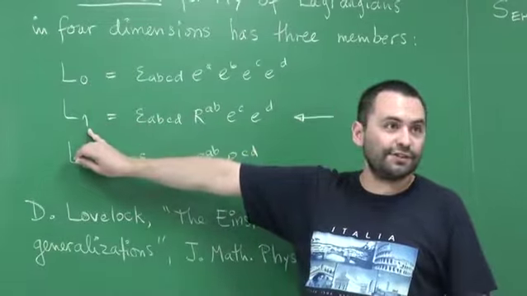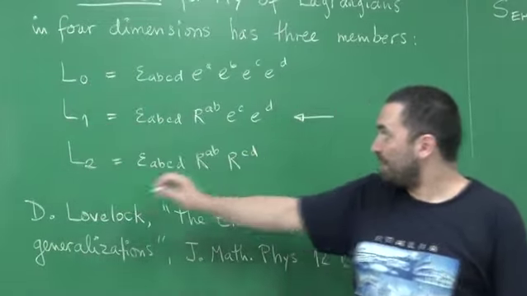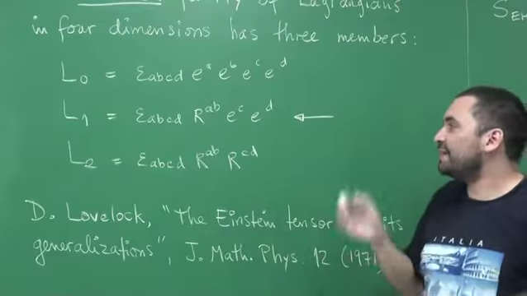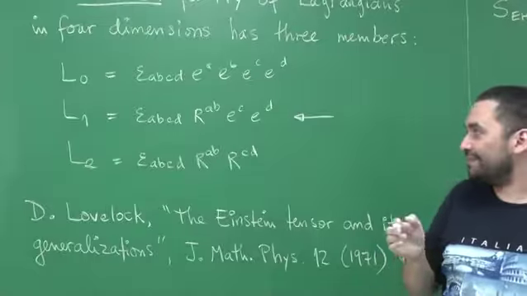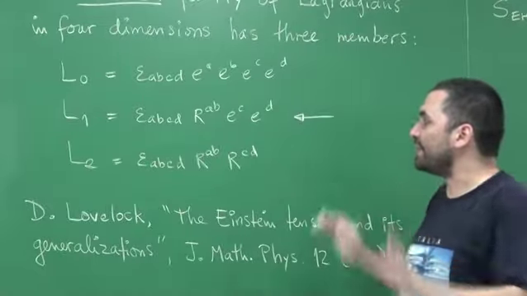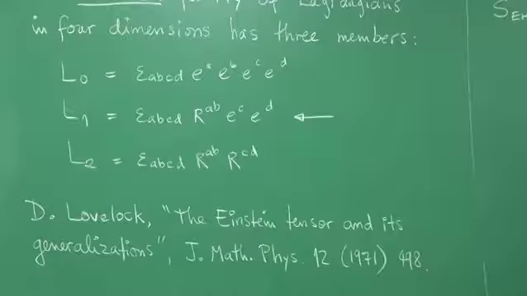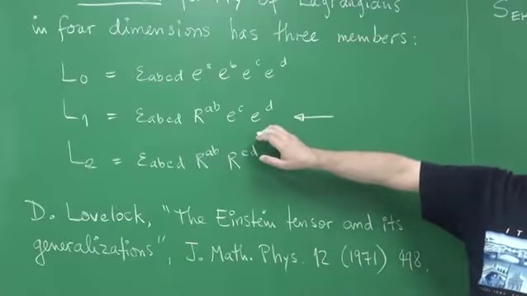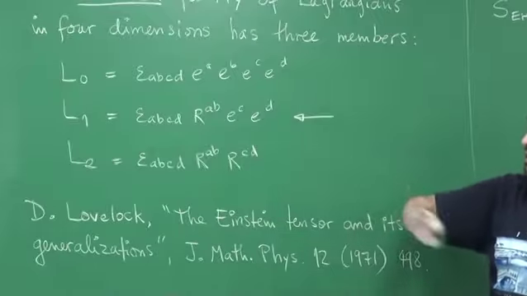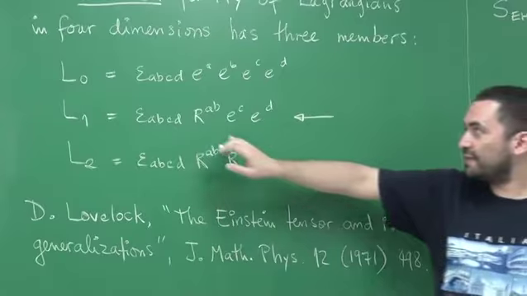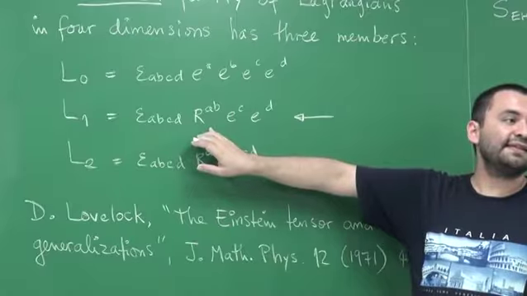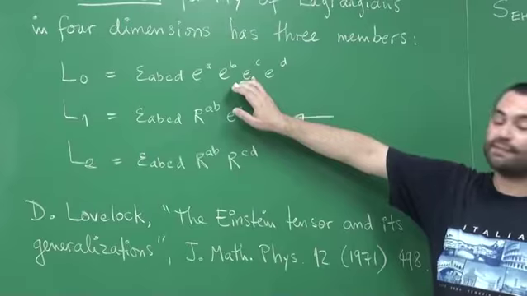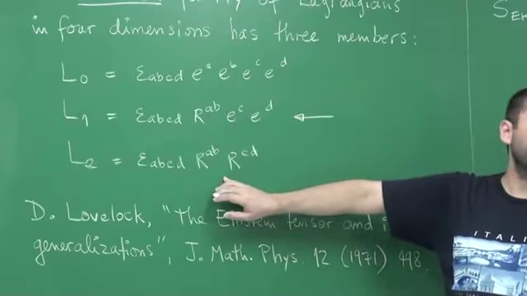This has one curvature, and this has two, but there's no way to put three because the indices don't match. Okay? So this is all there is. And of these three, the Einstein-Hilbert Lagrangian is this one. And you can guess it's this one because it's linear in the curvature. It doesn't have curvature squared. This doesn't have curvature, so it's not that one. This has curvature squared, so it's this one.